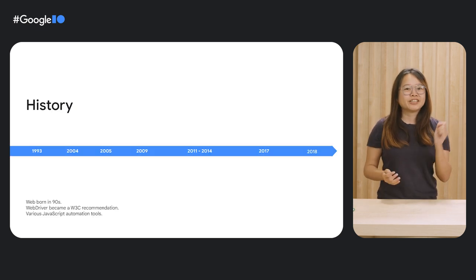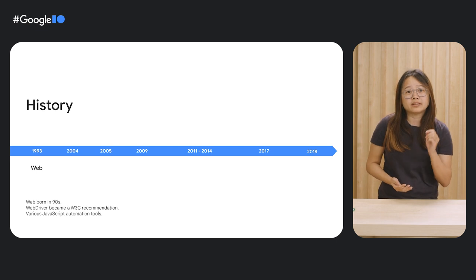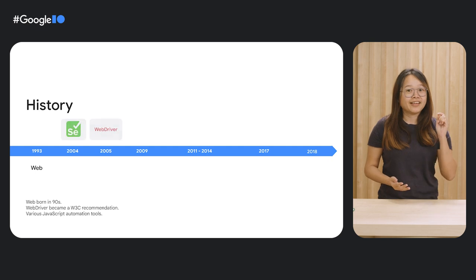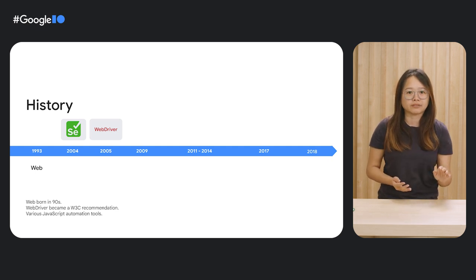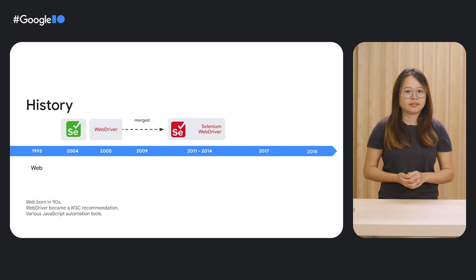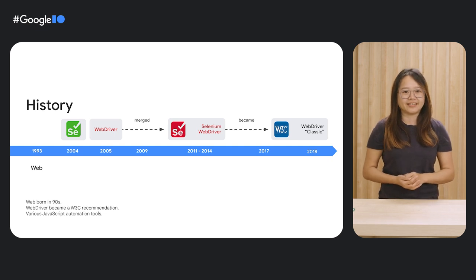All right, let's rewind back to the 90s. That is when the web browser was born. However, it wasn't until the 2000s that people thought about test automation. That's when the Selenium and WebDriver projects emerged to tackle the challenges of testing across multiple browsers and devices. Soon after, they joined forces to become a single powerhouse project. The project was widely popular and eventually became a W3C standard in 2018.